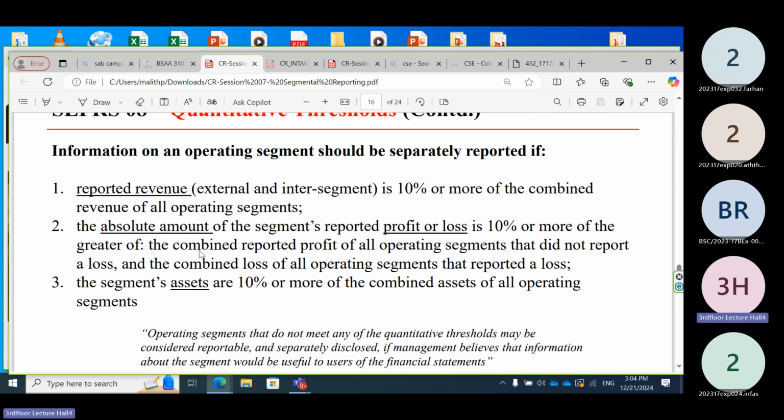This is the description. If reported revenue is 10% or more of the combined revenue of all operating segments, right? If it is so, it's a reportable segment. The quantitative thresholds, we have 4, right? We need to comply with only one threshold to identify a reportable segment.